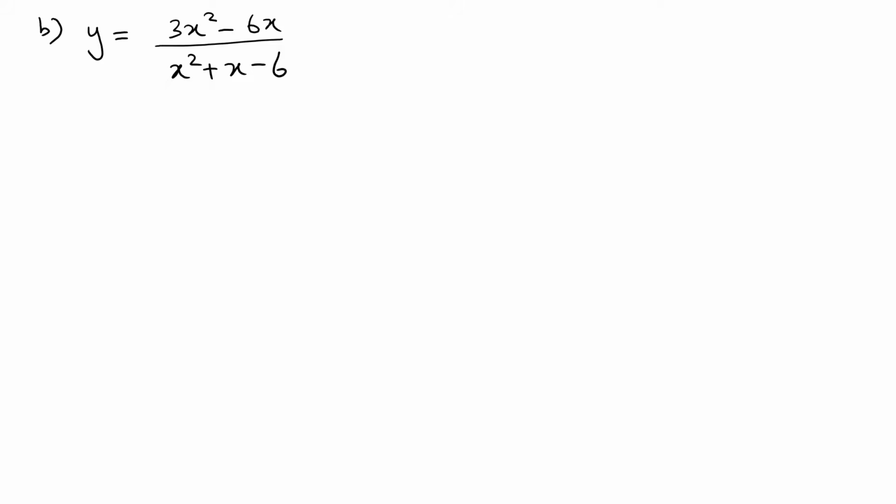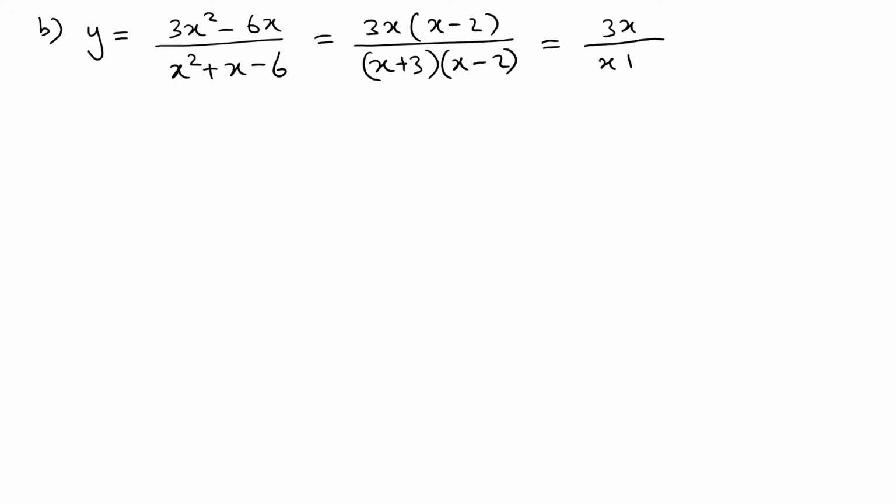So we have y equals (3x squared minus 6x) divided by (x squared plus x minus 6). Again, we're going to go with the factorization first. You can see 3x is a common factor, so you're going to get x minus 2. And from the bottom, you can see it is positive 3, negative 2, so x plus 3 and x minus 2. Okay, good. So that's the factorization, and also we can look at the simplified version. It is 3x over x plus 3 after you cancel the common factor.